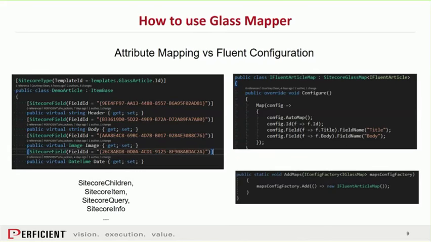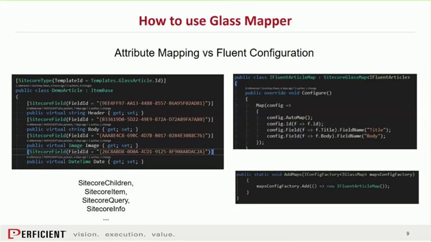But this is not a good practice, because if someone changes a field name somewhere in your code, or a field name in your Sitecore, then your code will break. So always use the field ID to map your fields instead of using AutoMap or using your field name.